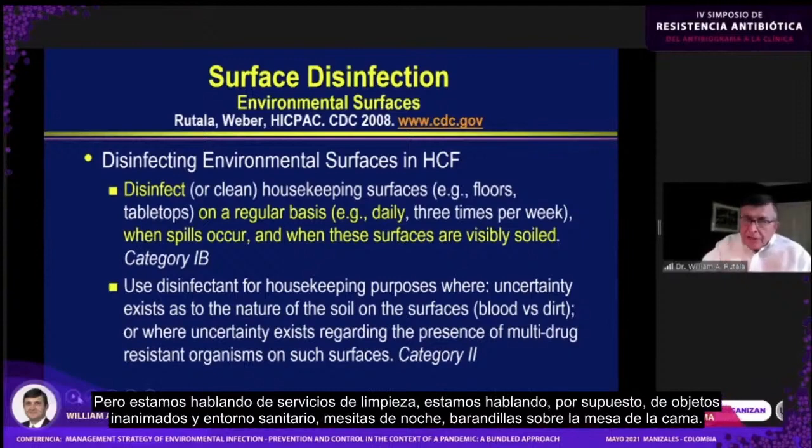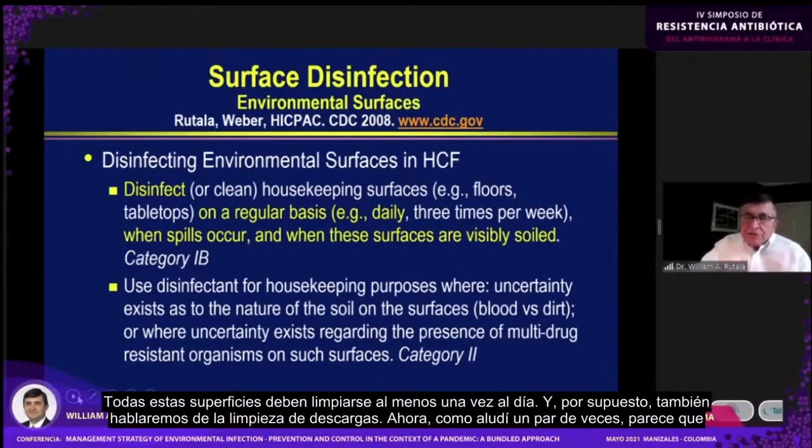But we're talking about housekeeping surfaces. We're talking about, of course, inanimate objects in a healthcare environment: bedside tables, bed rails, over the bed table. All of these surfaces should be cleaned at least daily. And of course, we'll talk about discharge cleaning as well.